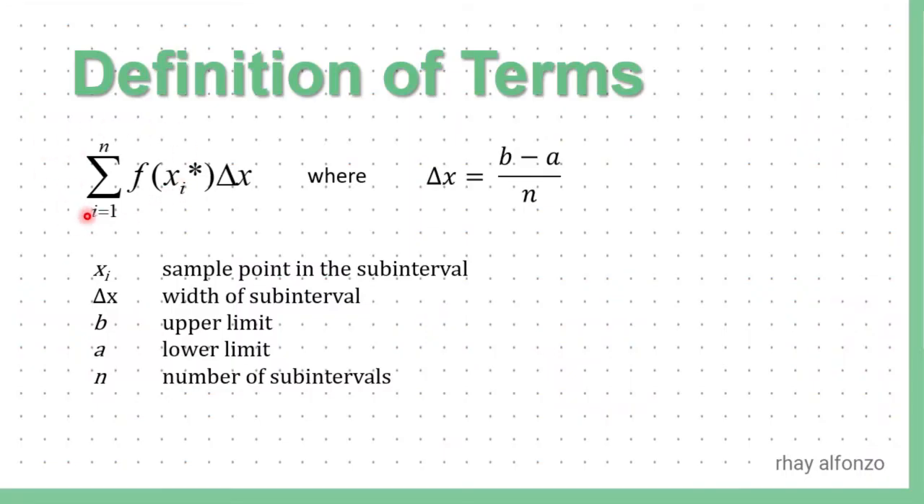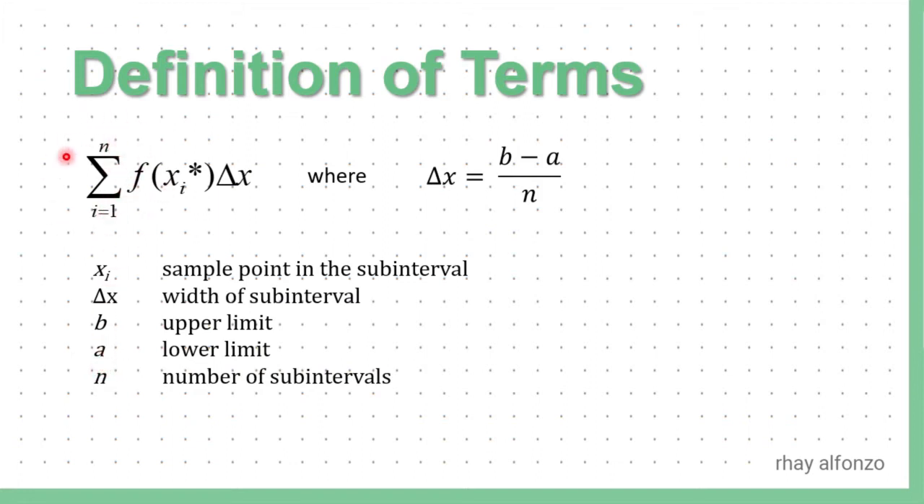Let's define the terms so that you will not be confused. So first we have x sub i, which is the sample point in the subinterval. Then we also have delta x, which is the width of the subinterval, and it is also the width of the rectangles. We have b as our upper limit and a as our lower limit. And lastly, we have n as the number of subintervals. So usually in the problems, this n is given.